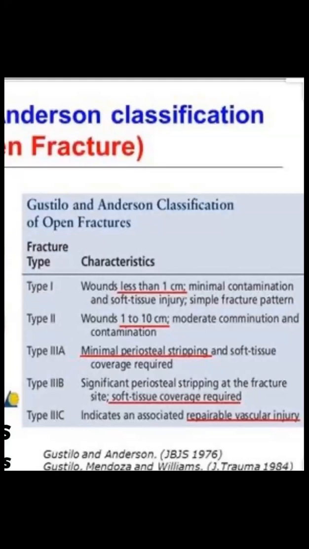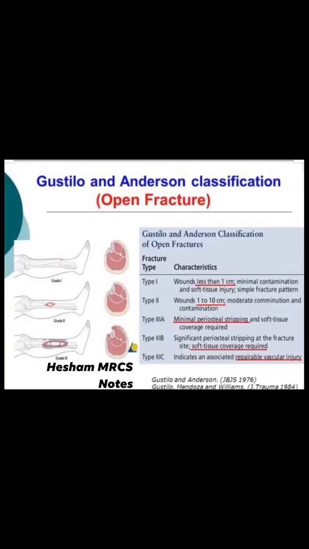Type 3B, there is severe periosteal stripping and there is imminent need for soft tissue coverage. Type 3C is a crushed or mangled limb, which is needed for vascular injury due to vascular trauma.